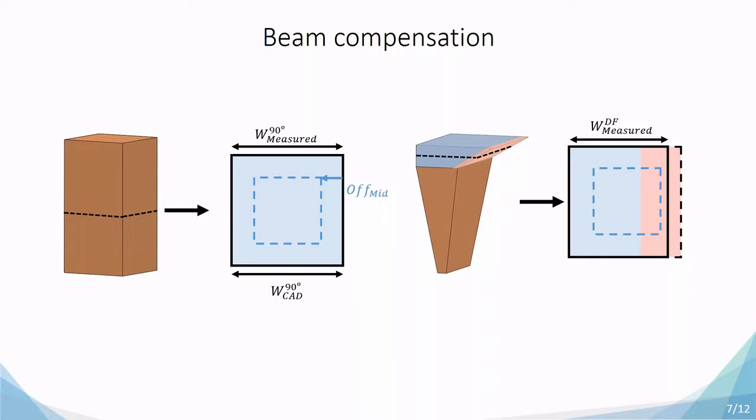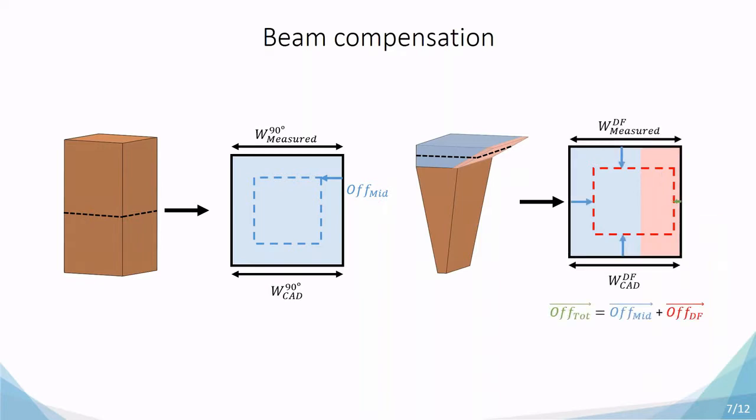So once again, what we can do is measure the part, compare it to the CAD model, and come up with a new offset, which I call the down-facing offset, and apply that to the already compensated contour to print a cross section which is exactly of the dimension of the CAD model. So the total offset in the end is the vectorial sum of the middle offset and the down-facing offset.